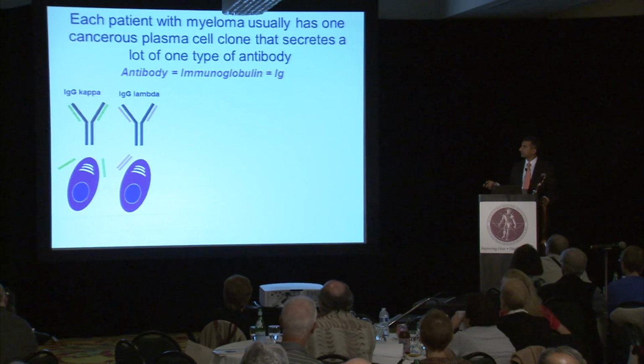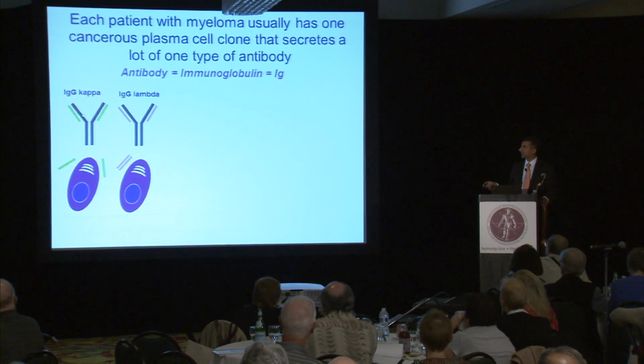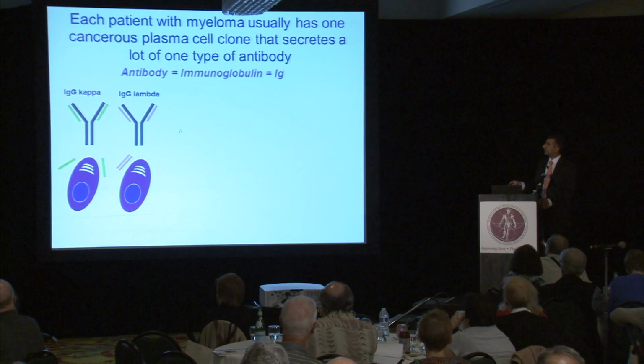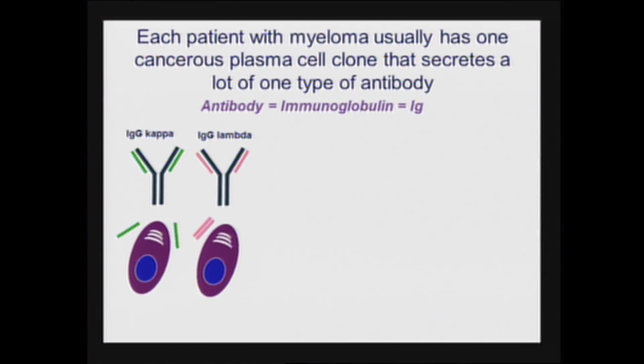So it would be nice if it was as simple as that. The immune system is actually a little more complicated. I just showed you these black heavy chains with the green kappa and the pink lambda light chains. So these are IgG kappa and IgG lambda. The letter after the immunoglobulin, so antibody here is the same as immunoglobulin, which we usually abbreviate as Ig, defines the heavy chain. So immunoglobulin G is defined by the G heavy chains.